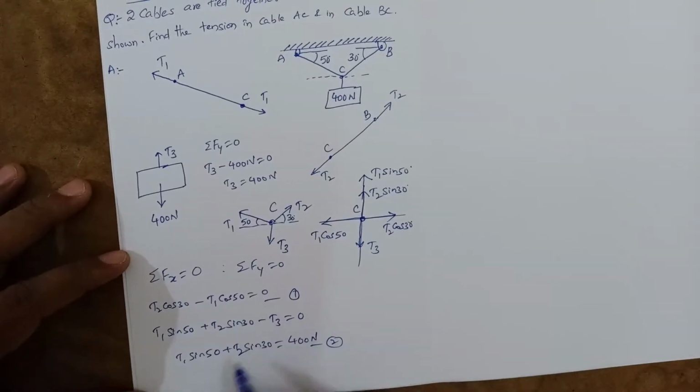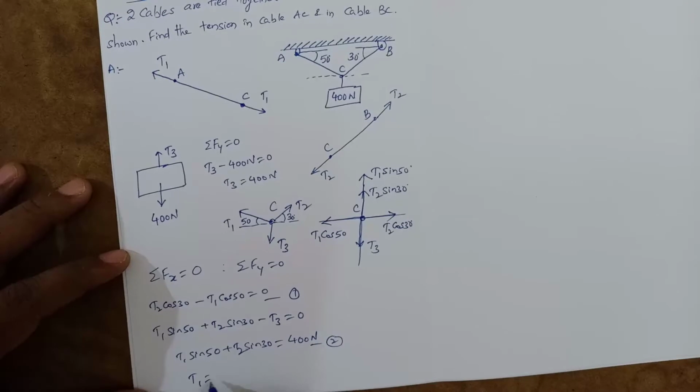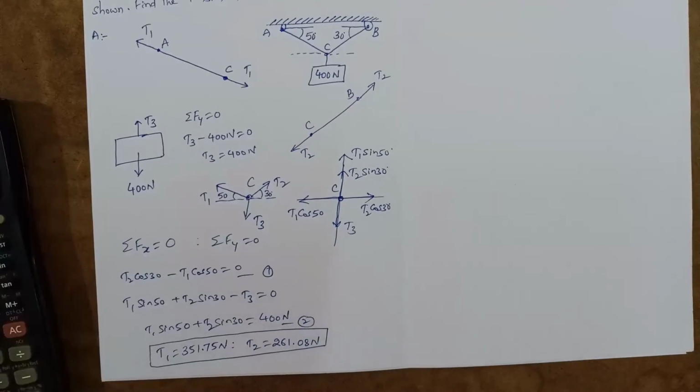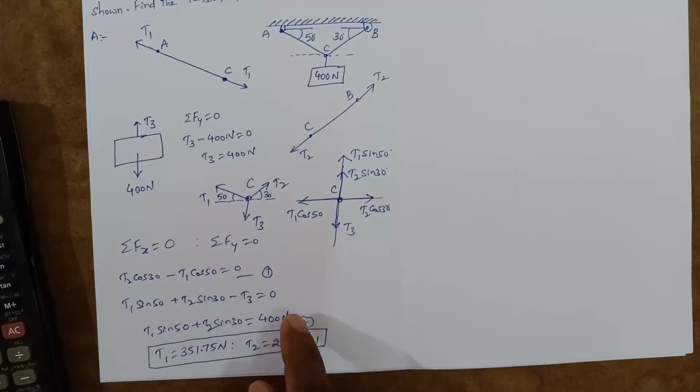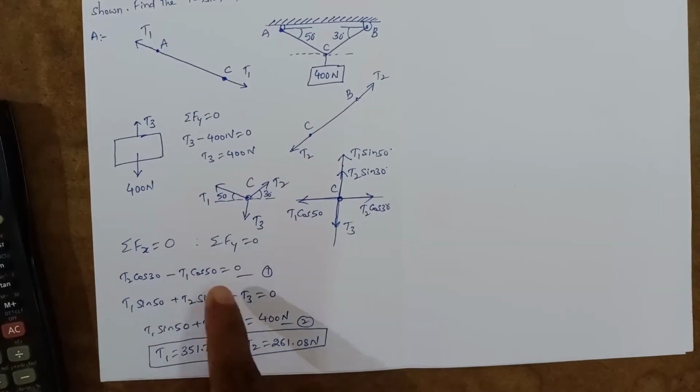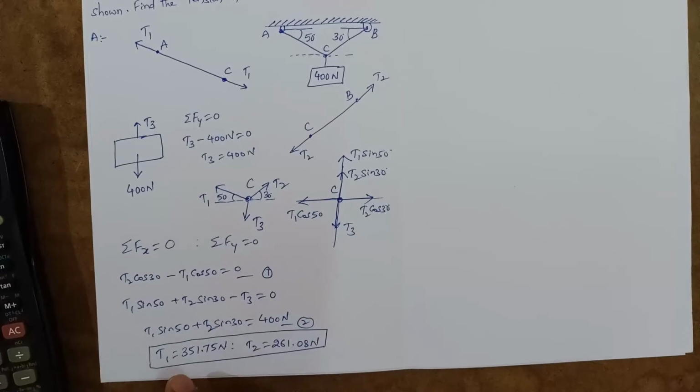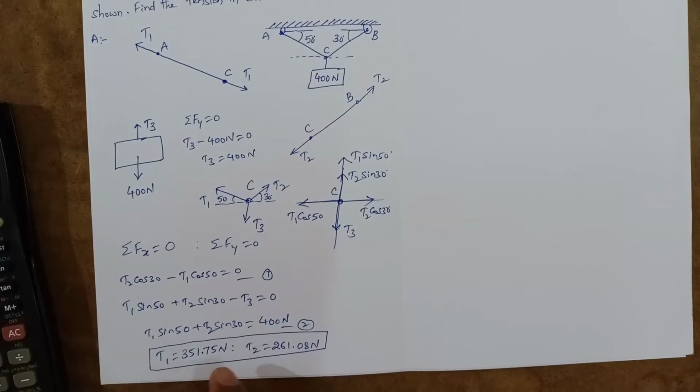Solving for 1 and 2, we get T1 equal to... so there are two equations, equation 1 and equation 2, and two unknowns, T1 and T2. Solving for these two equations, we get T1 351.75 Newton and T2 261.08 Newton.